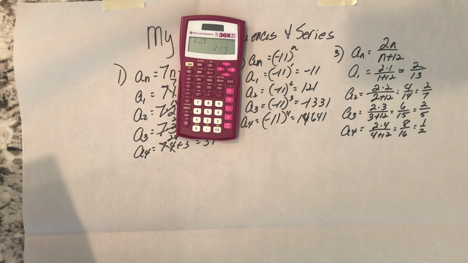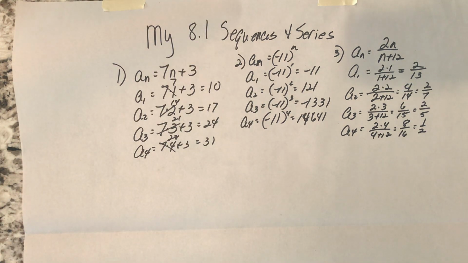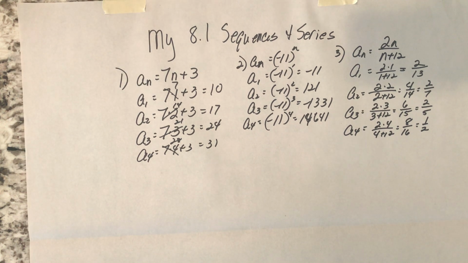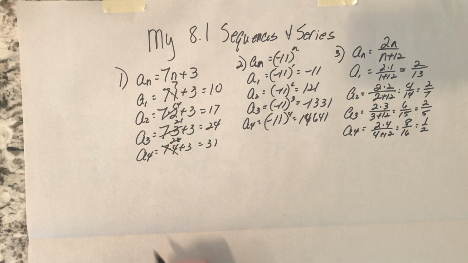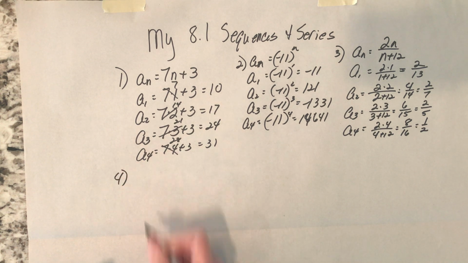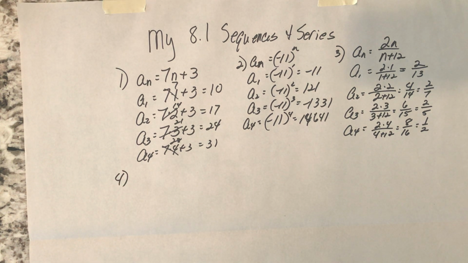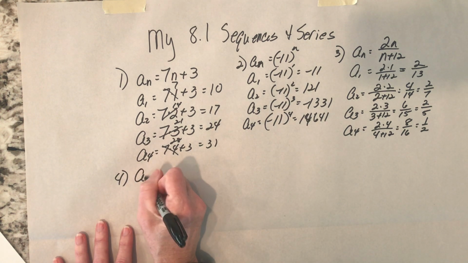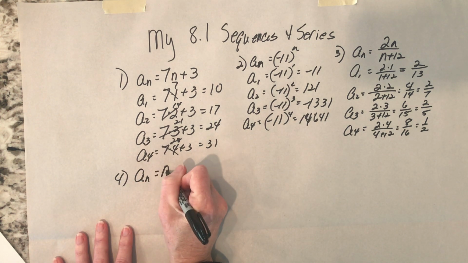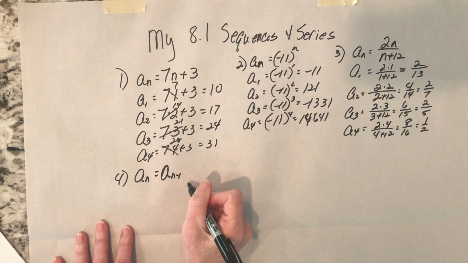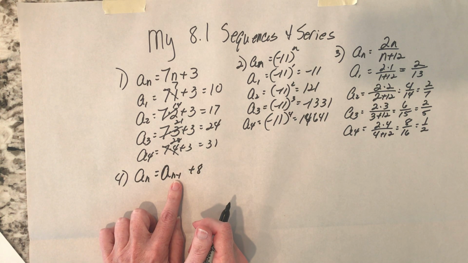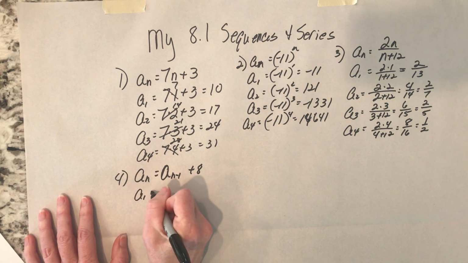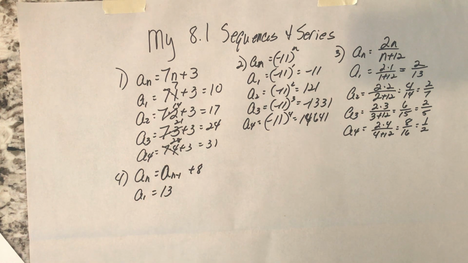Number 4 and 5 are asking you for the following recursive formulas. These were closed formulas. We could go after any one that we wanted to and easily plug in and come up with the number. These next 2 are recursive formulas, which means they're going to have to give us a head start on this. So a sub n equals a sub n minus 1 plus 8. This is the previous number. We need a starter. A sub 1 is 13.